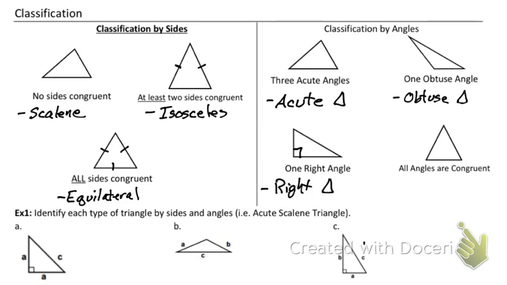Here's the weird one. All angles are congruent. So all angles would look like this. That's going to be called equiangular. But I do want to point something out. An equiangular triangle is also equilateral. So an equilateral triangle is always equiangular, and an equiangular triangle is always equilateral. So if I say one, you know the other one automatically. Same number of sides means they're the same angles all the way across the board.